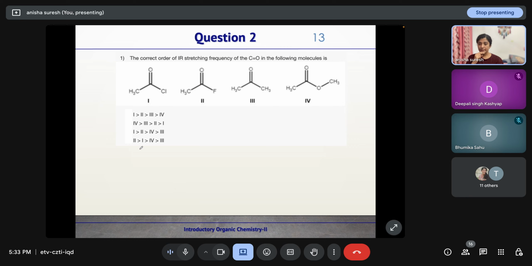So that is the reason why option 4 is the right answer in this case. Is it clear? Yes, ma'am. So option 4 is the right answer.